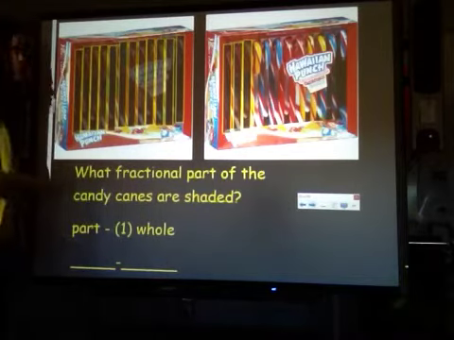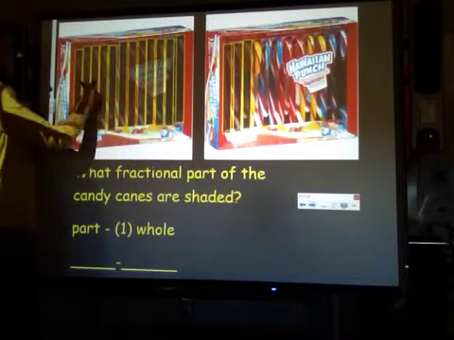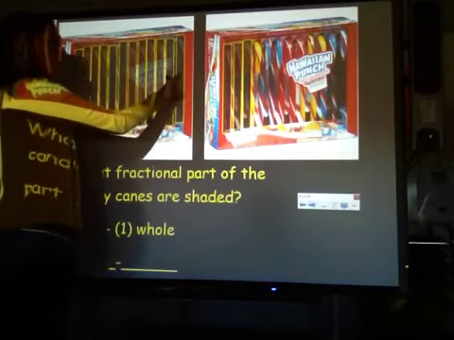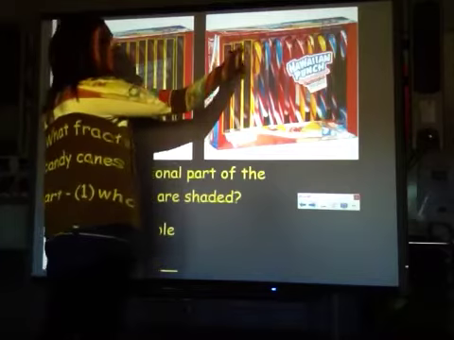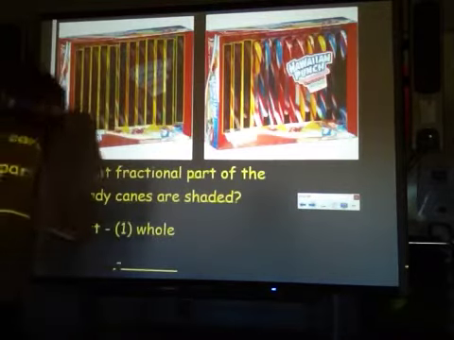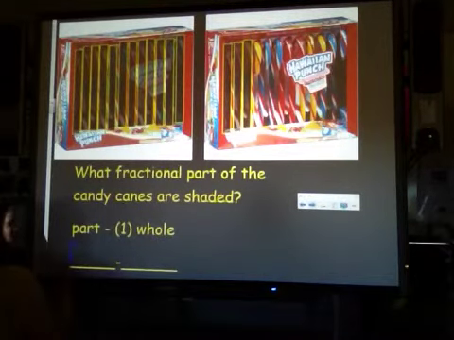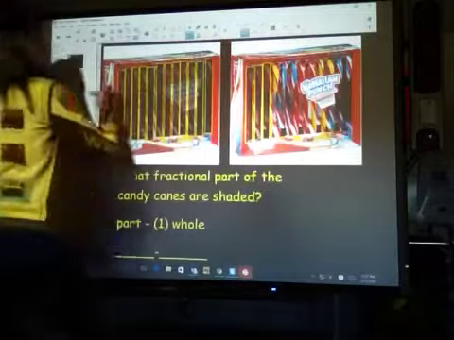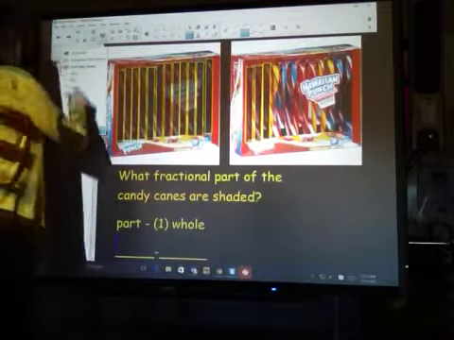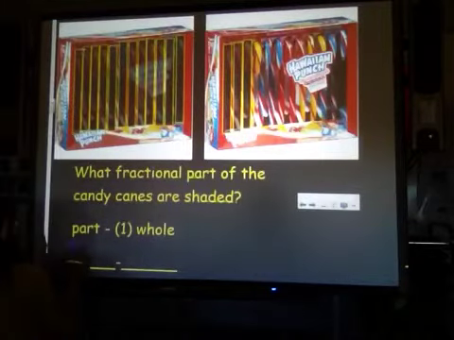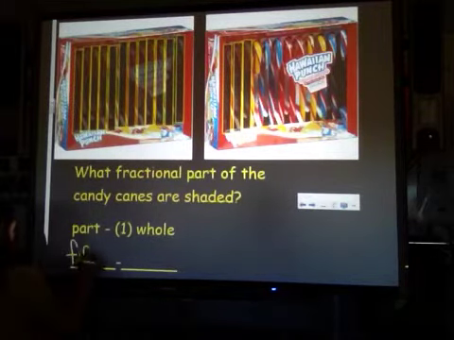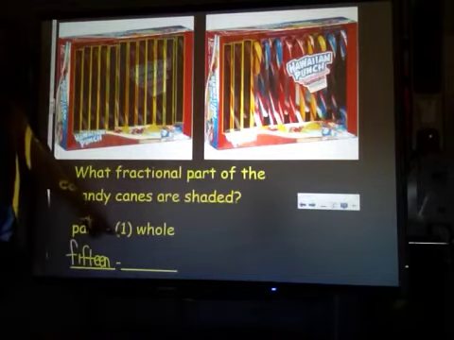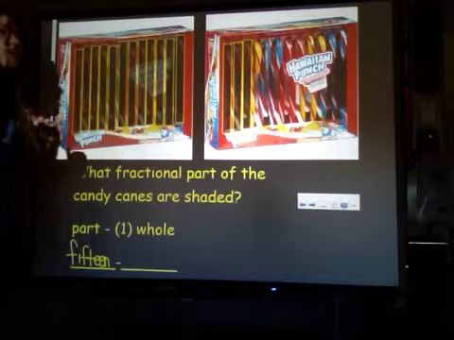So how many parts are shaded? There's 1, 2, 3, 4, 5, 6, 7, 8, 9, 10, 11, 12, 13, 14, 15 parts are shaded. Oh, and it went back. Let me get some yellow. I don't know why it changed. There we go. 15 parts are shaded. Out of how many does it take to make one whole box of candy canes?